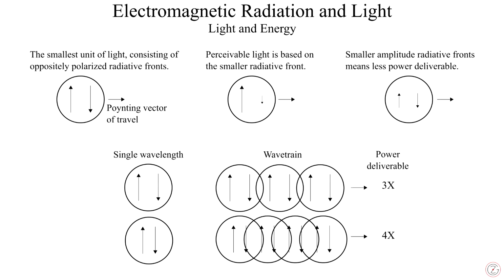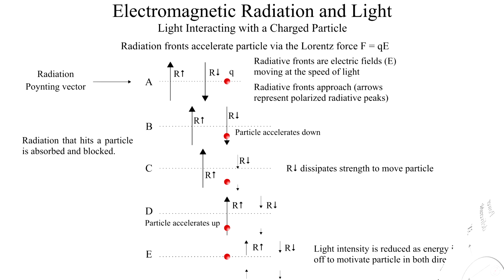A continuous collection of equally spaced radiation fronts represents a power delivery capability. It is proportional to the frequency. While an electron undergoing acceleration produces radiation, the reverse is also true. A radiation front accelerates a charged particle via the Lorentz force. In this way, a wave delivers power to a charged particle. This is how a radio antenna picks up a signal from the air.